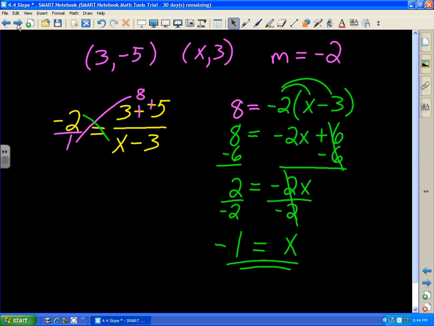I believe that wraps up our lesson on slope. There are a few different ways that you have learned to find slope today.